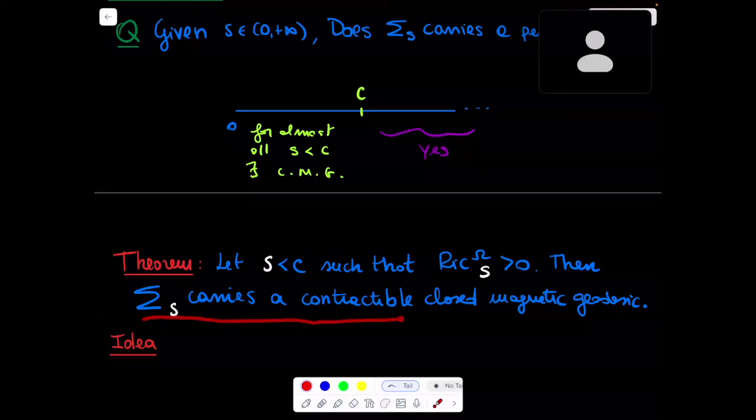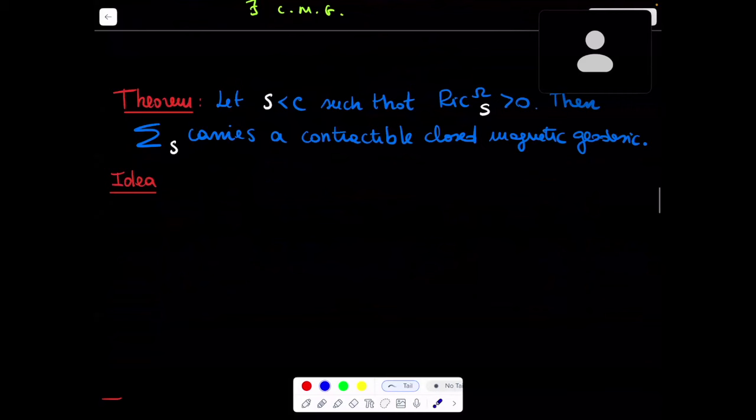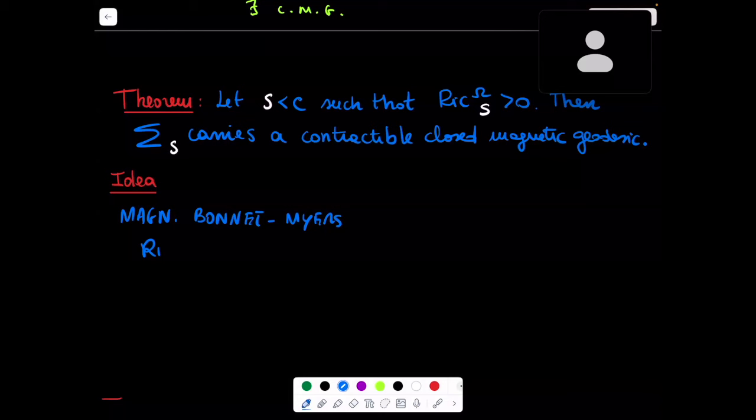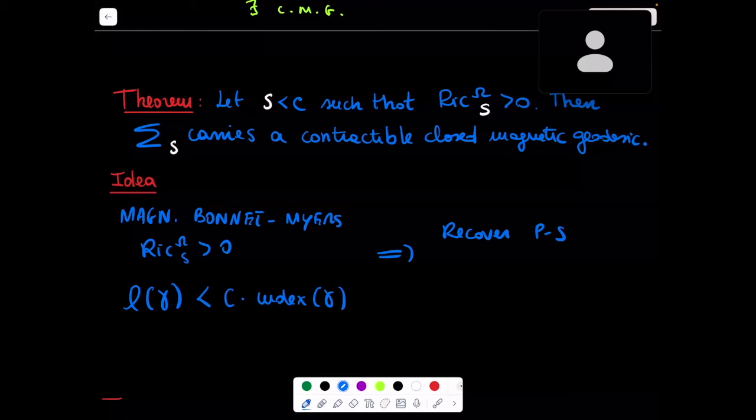The idea is that basically, with a magnetic Bonnet-Myers argument, we can show that if Ricci of omega s is strictly positive, then we can bound the length of a magnetic geodesic with respect to the index of gamma. And thanks to this magnetic version of Bonnet-Myers, we can recover some Palais-Smale condition for the action, and then prove the theorem, the existence of an uncuttable closed magnetic geodesic.